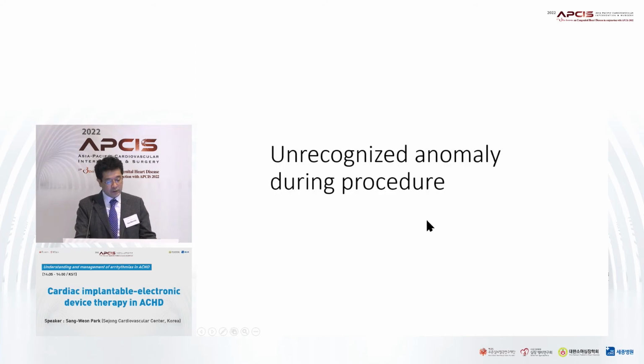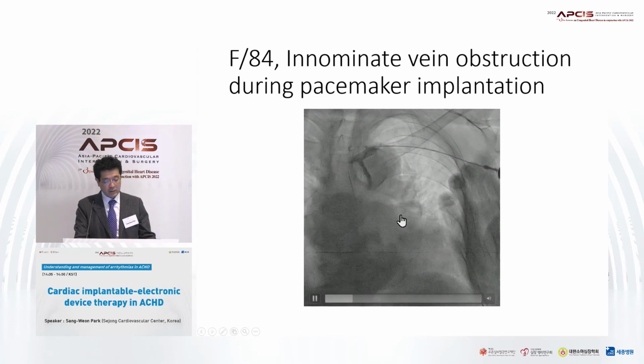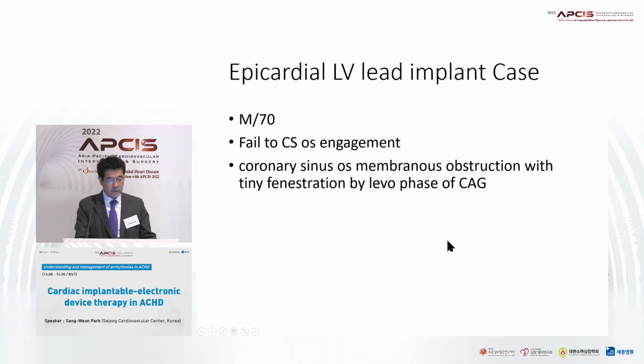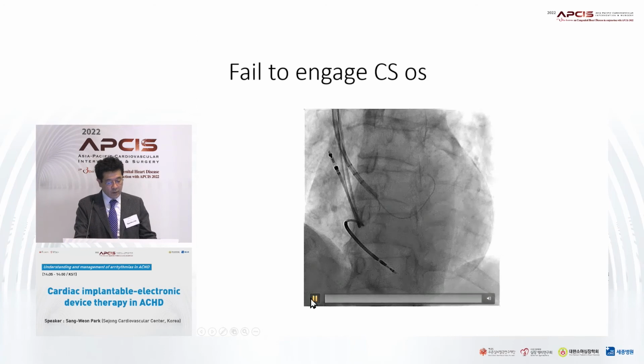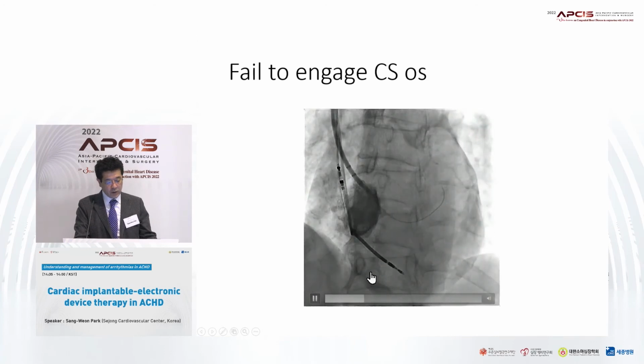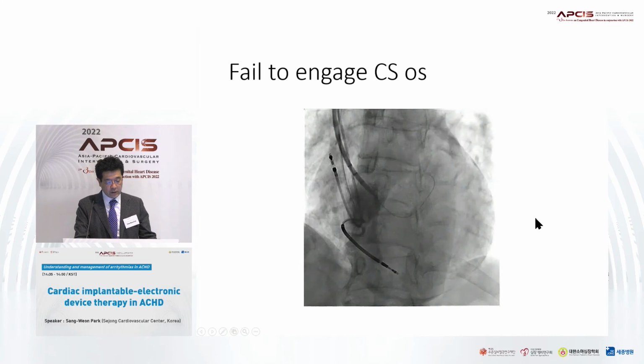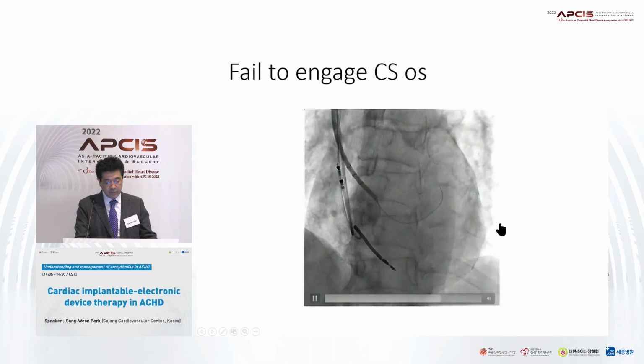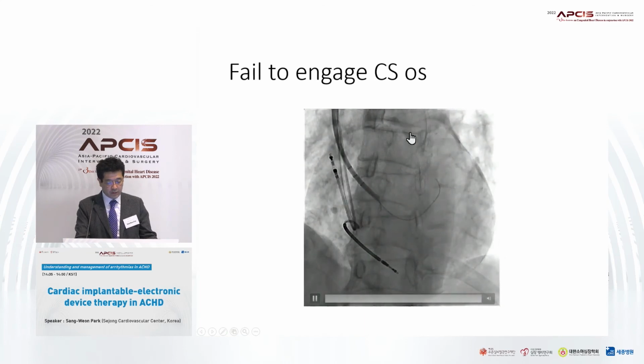I showed some unrecognized anomalies during procedures. It is an innominate vein obstruction, so we could not go further in this patient. And during CRT, we did not recognize some anomaly, but we could not cannulate the coronary sinus at the time, and there was some contrast in the pericardial space.